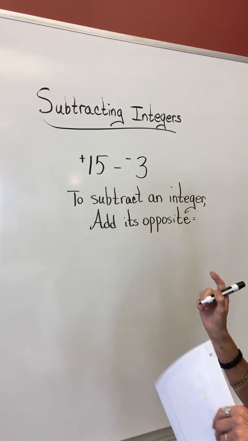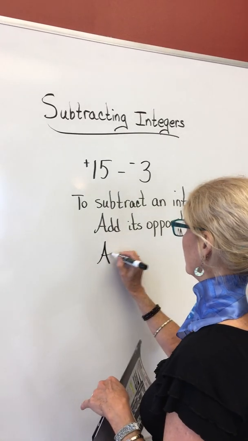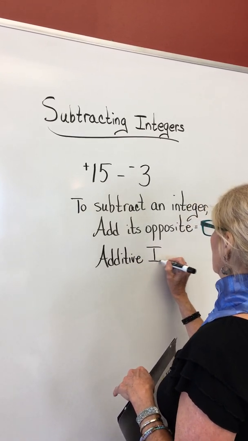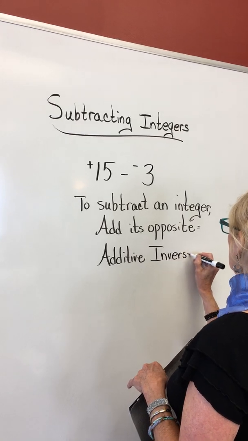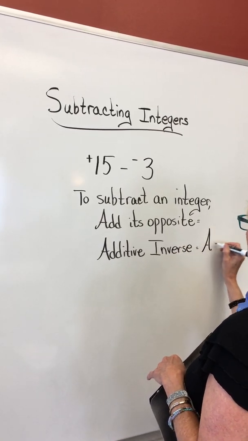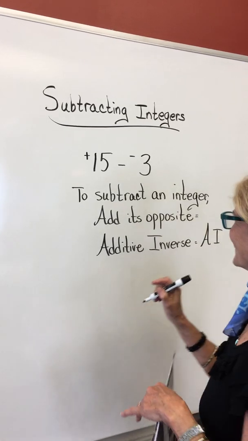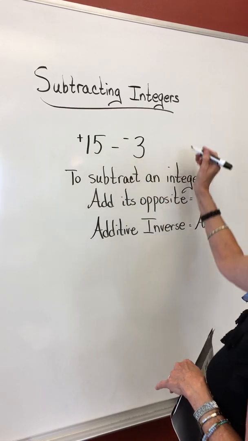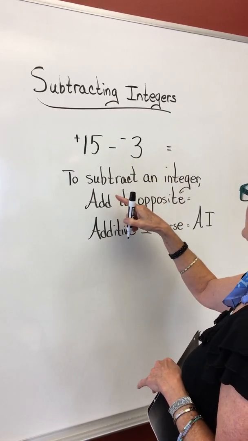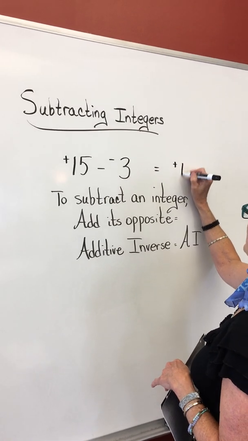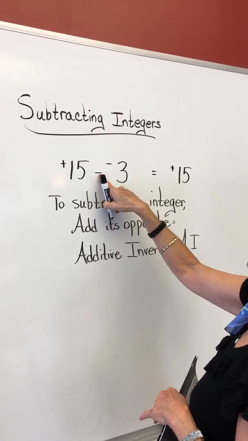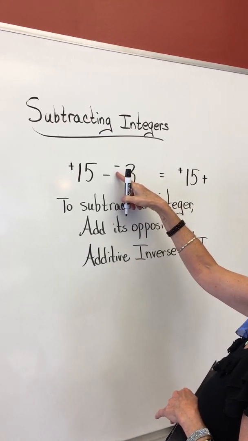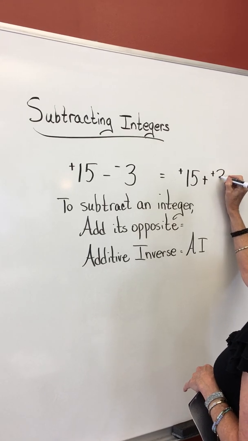And you might remember the opposite is called the additive inverse. Remember that one? We talked about that the other day. And we were joking because you can abbreviate that as AI, but it doesn't mean artificial intelligence in this case. Additive inverse, all right? So for this problem, I'm going to write it horizontally here. We're going to take positive 15, keep that. We change the subtraction sign to addition, and we take the additive inverse of negative 3, which is positive 3.